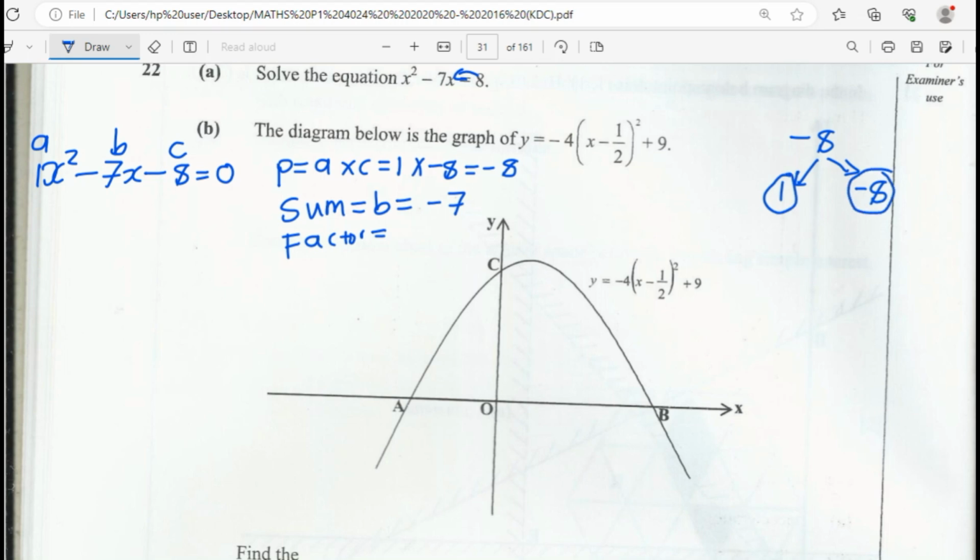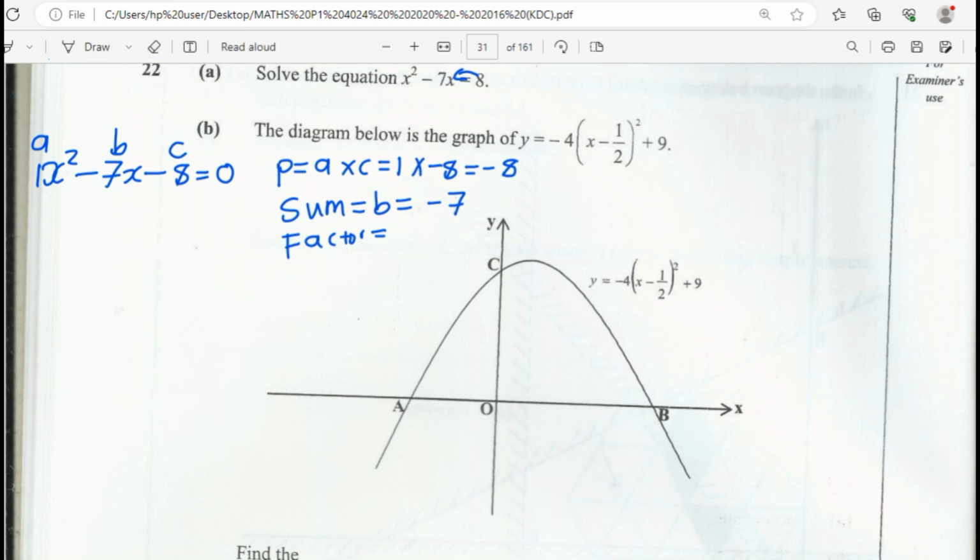Let's check if these two numbers will work out. Start by multiplying: 1 times -8 gives -8, so we get the same product. Then 1 plus -8, which is 1 minus 8, gives -7. So these are the two factors that we want. That is the easiest way to find the factors: just find the numbers that go into that number, and from those you'll be able to find the factors.